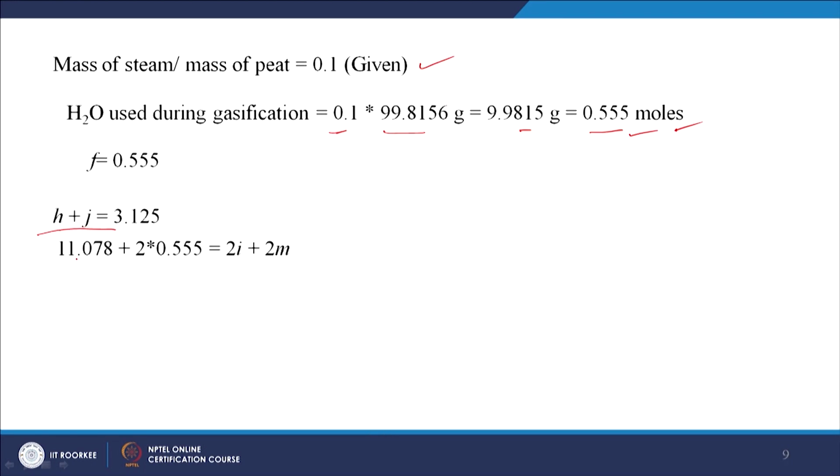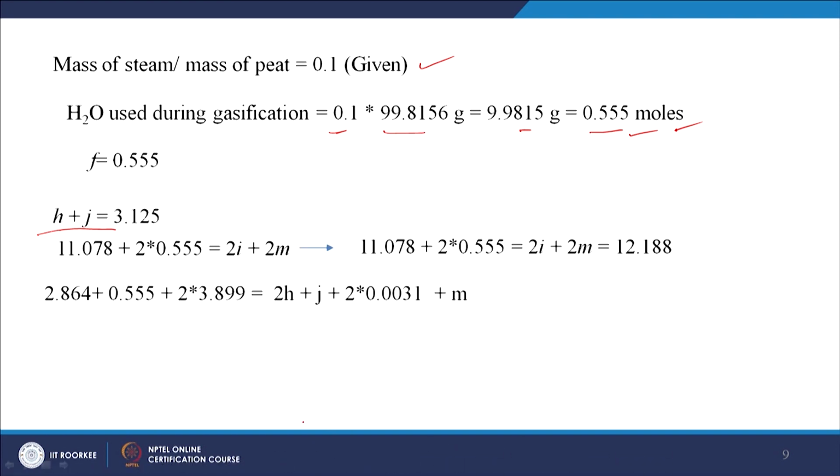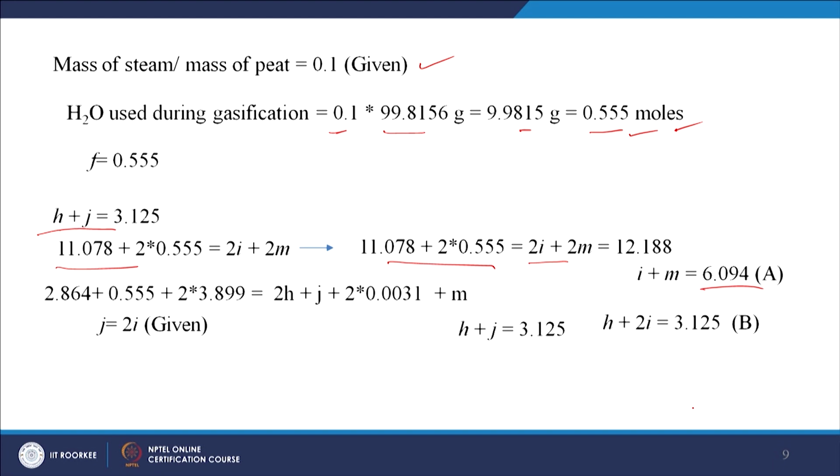H plus J equal to this much. So, B and this equal to 2I plus 2M. So, this equal to this much, 2I plus 2M. If we add this, so 12.188. So, I plus M is coming 6.094. We are marking it as expression A.